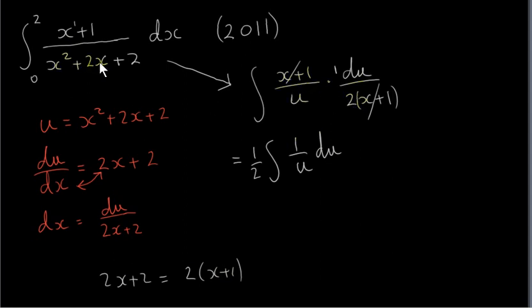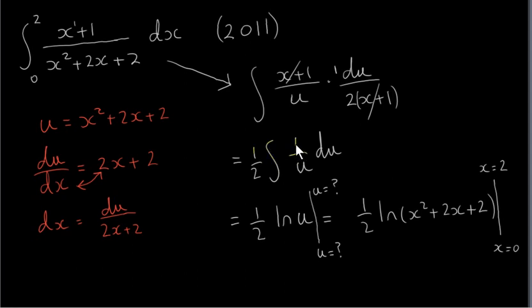The derivative of x squared plus 2x plus 2 is 2 times x plus 1. Of course, if the denominator happened to be, let's say, x squared plus 3x plus 2, then the substitution method will not work. Because if we differentiate x squared plus 3x plus 2, we get 2x plus 3. And 2x plus 3 is not a multiple of x plus 1.